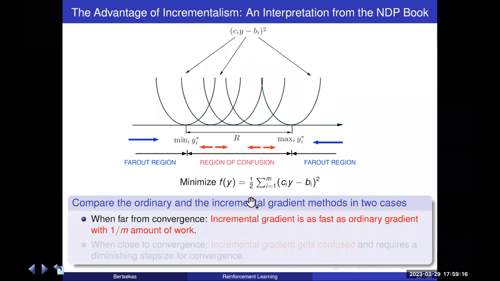YI star is the minimizer of the ith component function, and the minimum minimizer is here, and the maximum minimizer is here. So these are the minimized components. The minimum of the sum is of course above zero, something like that, and its minimum lies somewhere within this region. So this is the region of the minima, and the place where we want to go is somewhere in the middle.